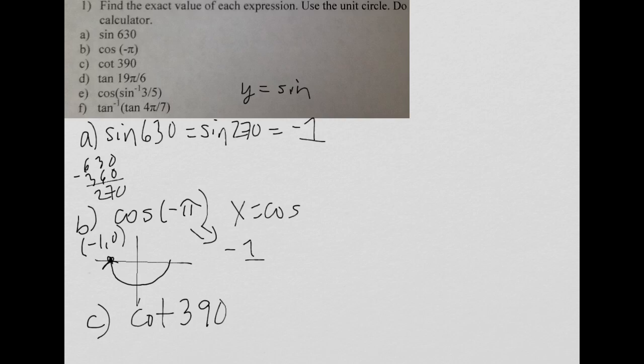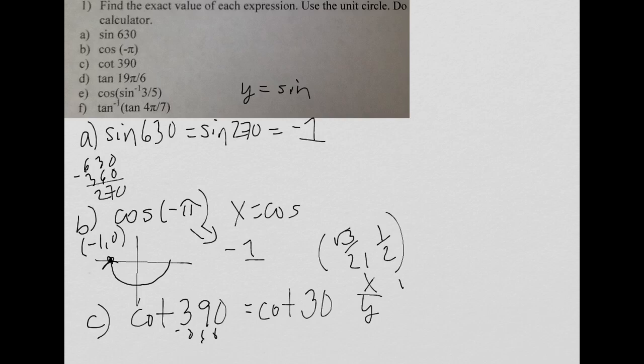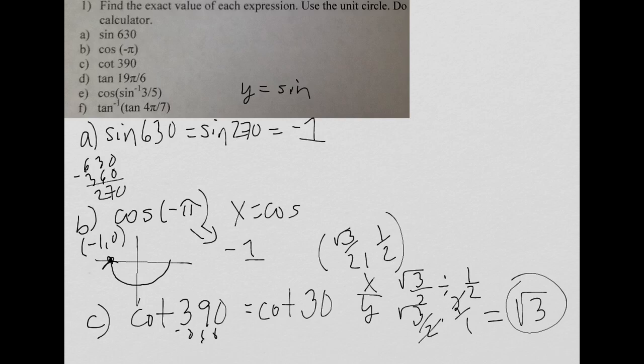All right, C, cotangent of 390. Subtracting 360 from the 390, this is going to land on the angle of 30 degrees. If we look at the angle for 30 degrees, it is √3/2, comma, a half. Cotangent is the reciprocal of tangent, so it's x over y. So I need to take my x, divide it by my y, which is a half. Change that to multiplication, flip it around. Those cancel, so my answer for C is the square root of 3.